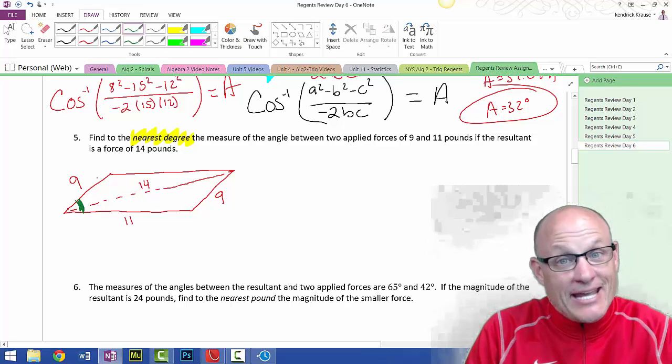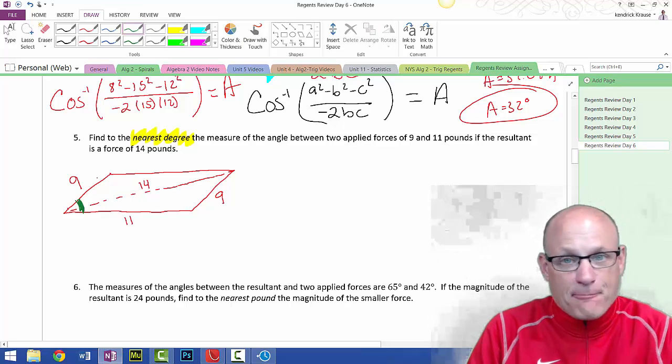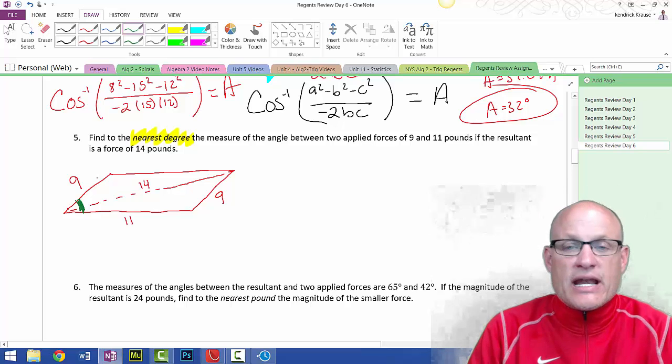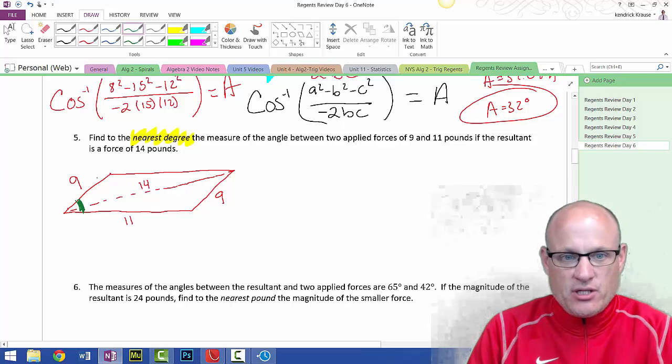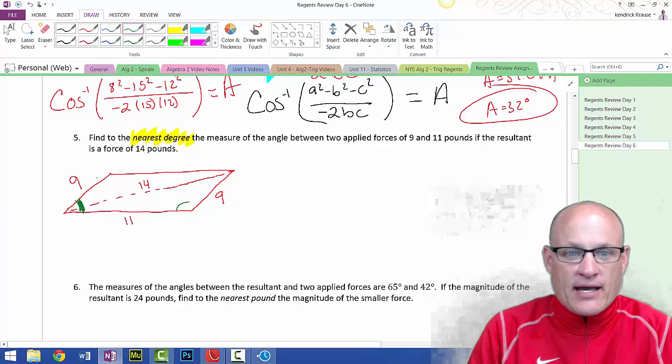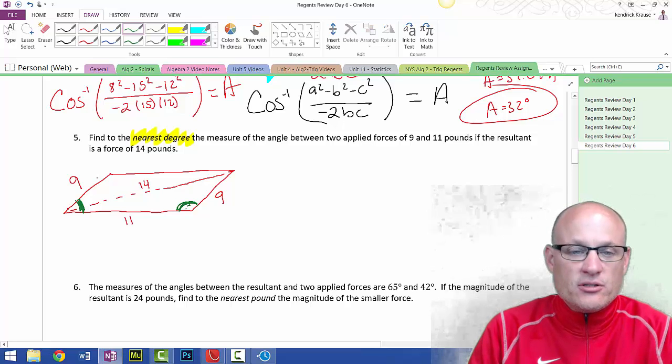You are not able to find that angle. It's not possible to find this angle directly. Not possible. What you have to do is find this angle first. You need to find this angle first. And then when you have this angle, what do you know about these two?